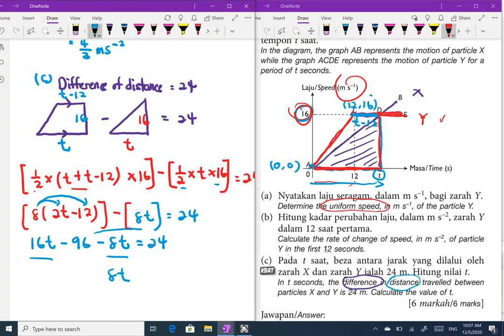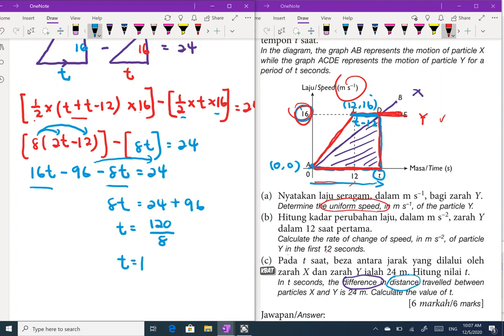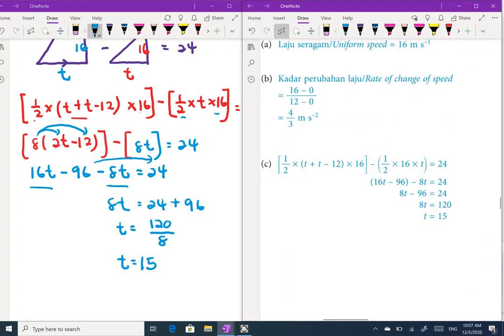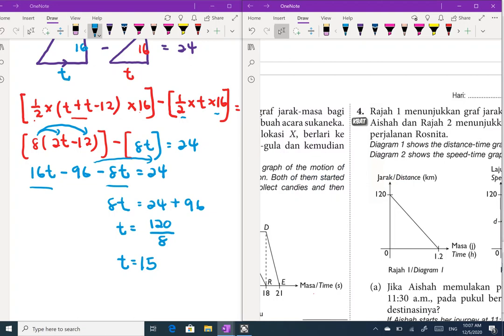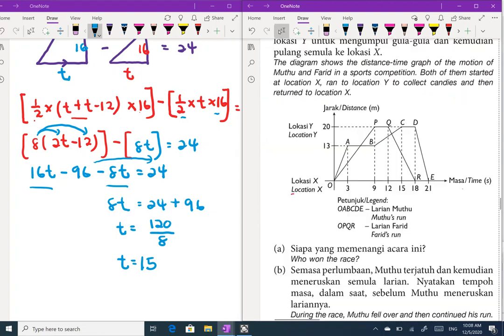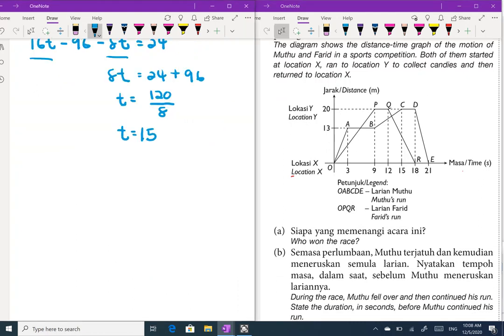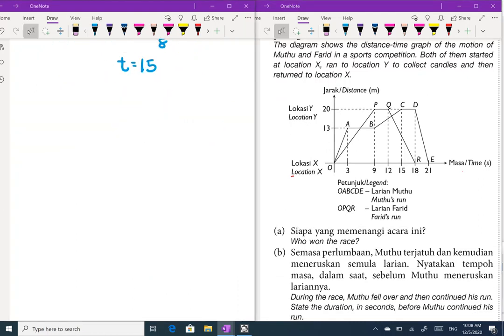This one we bring to our right hand side. So equal to 24 plus 96. So t is equal to 120 divided by 8. So you will get t equal to 15. So now we go to question number 3. Okay, question number 3.